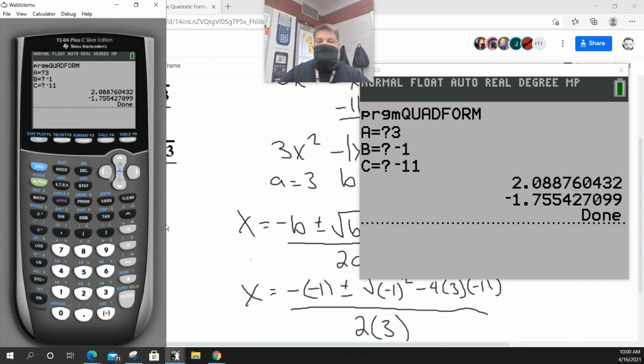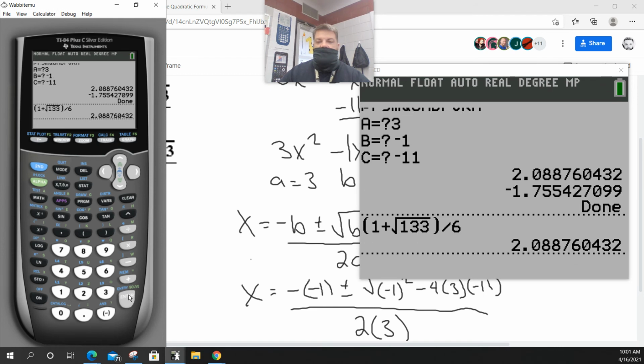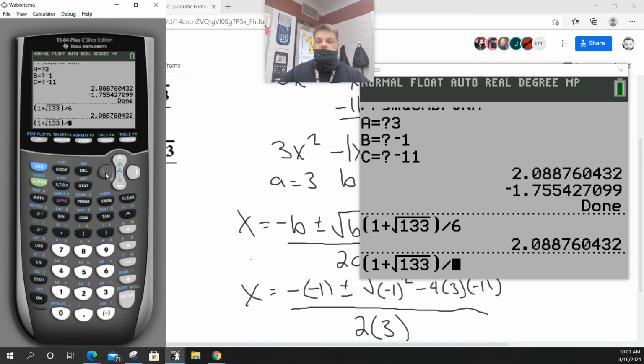Now, when you hit enter, it's going to give you these decimals. So I could double check that by plugging in 1 plus, in parentheses, the square root of 133, hit the right cursor, close my parentheses, divided by 6, and yep, that one works. And then I'm going to do the exact same thing. Here's a little trick: if you hit second and enter, it puts in the last entry that you entered. Now I'm just going to scroll over here and change the plus sign to the minus sign. What? You're welcome.